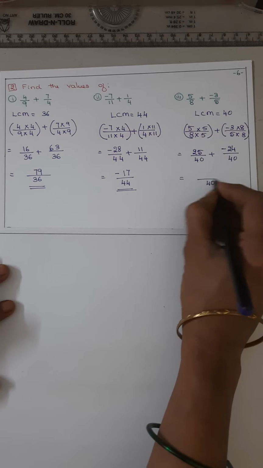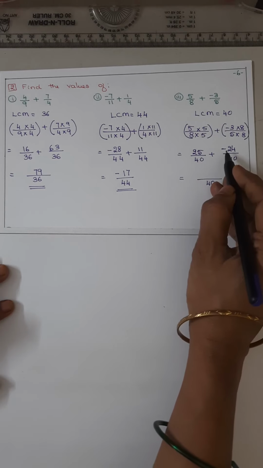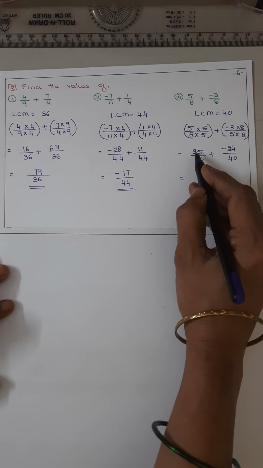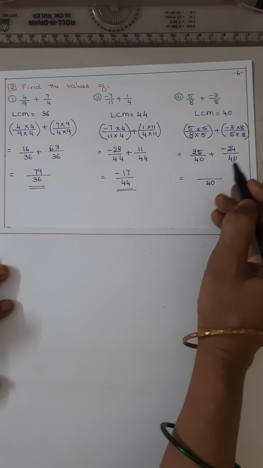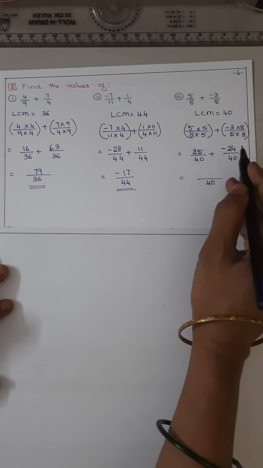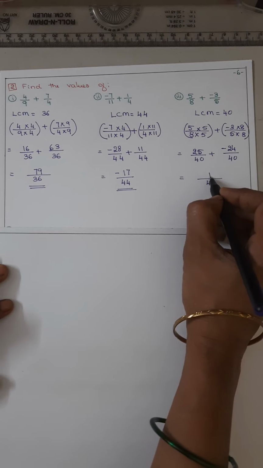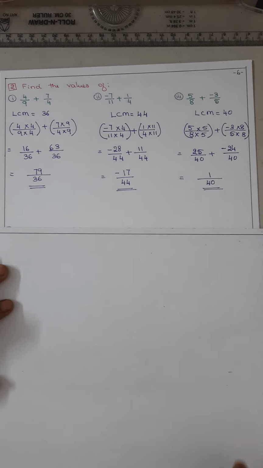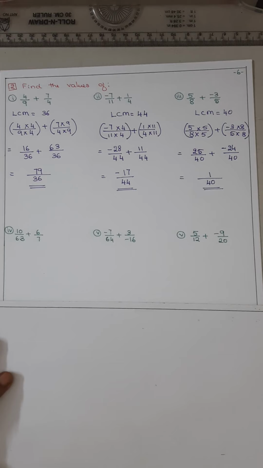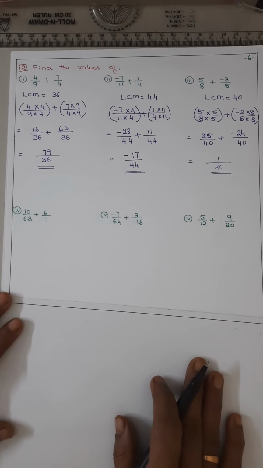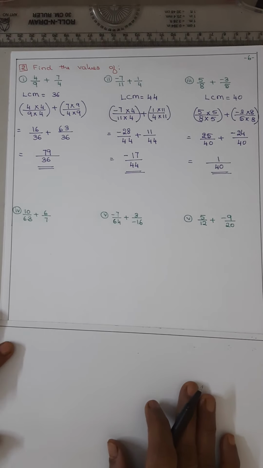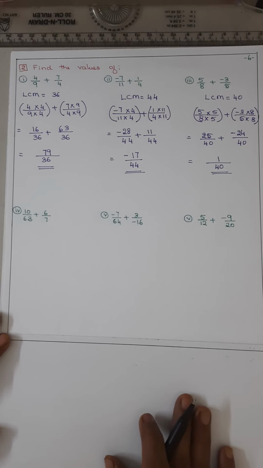Denominator is 40. Signs are different. 25 is bigger. Sign is plus. No need of putting. 25 minus 24 is 1. Answer is 1 by 40. Is it clear? Hope everyone is understanding the method.